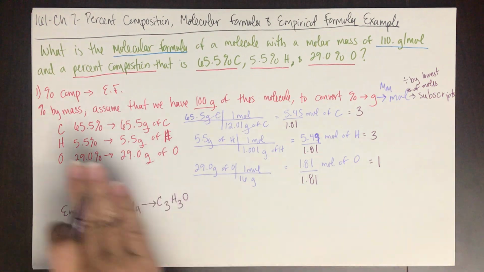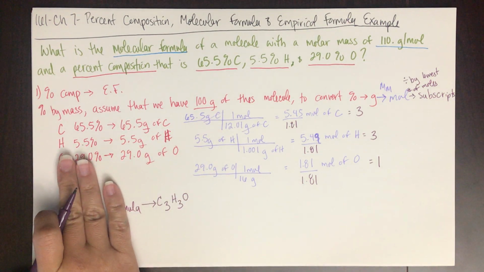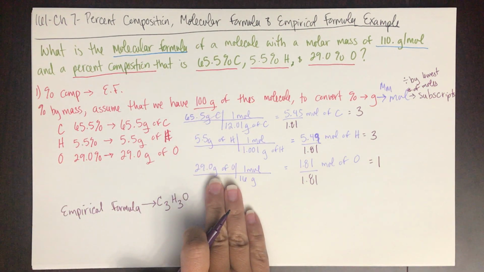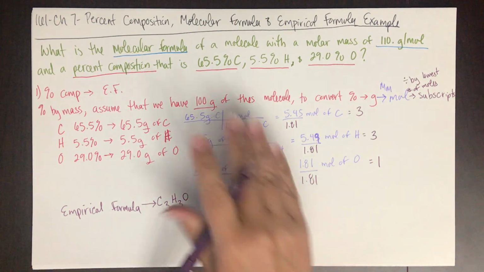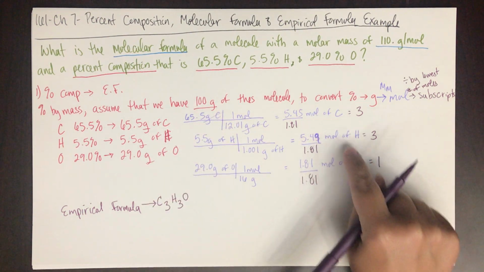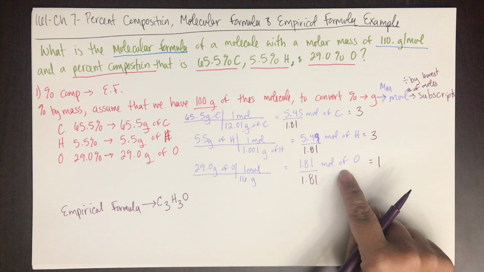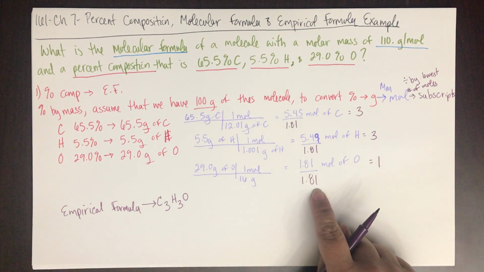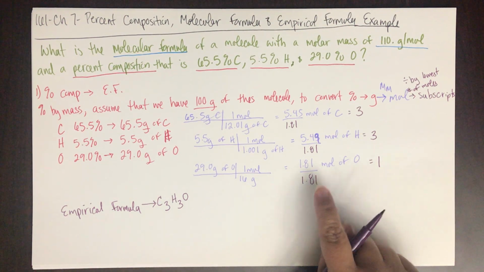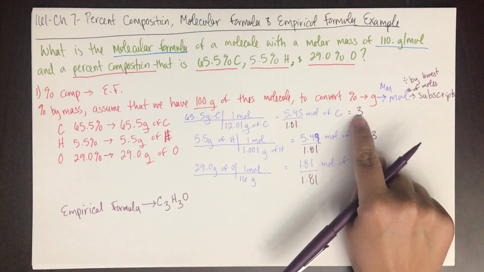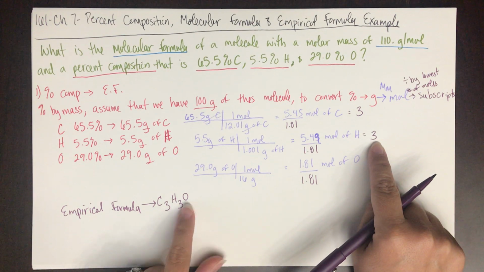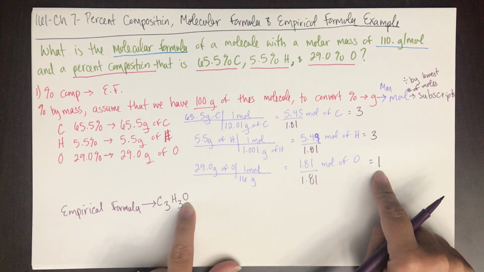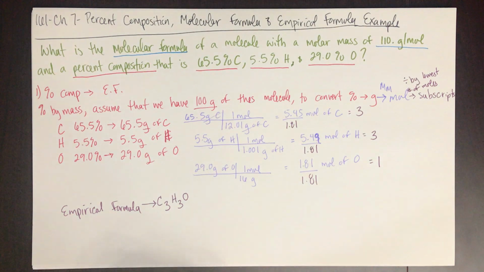So this is a little tricky. We were given the percent composition. We assume 100 grams to convert percent to grams. We use the molar mass of each of these elements individually to see how many moles of each of these elements we would have. We divide by the lowest number of moles to get the subscripts. So this 3 is the subscript for carbon, this 3 is the subscript for hydrogen, and the 1 is the subscript for oxygen.